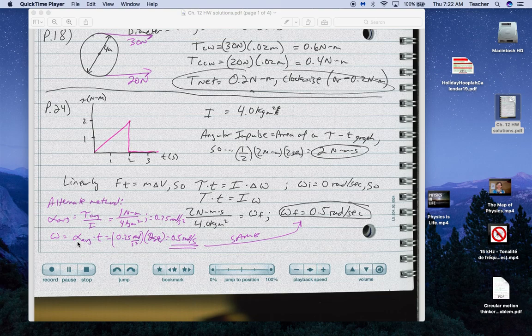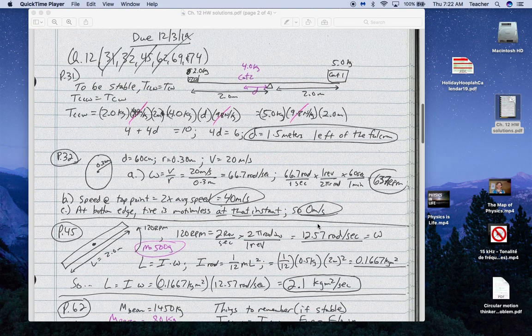And therefore, that times time would give me my final angular velocity. So 0.25 times, that should actually be 4 seconds. Nope, 2 seconds. I'm an idiot. It says 2 seconds right there. So that's 0.5 radians per second, which is the same final angular velocity.